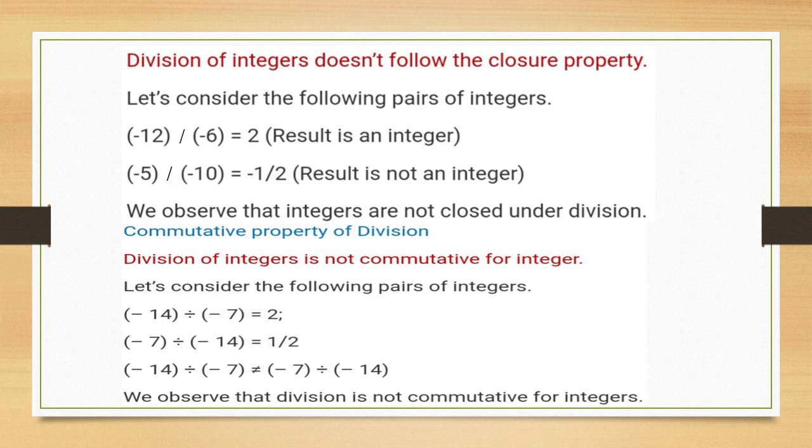Commutative property of division. Division of integers is not commutative. Again, let's consider a few examples. Minus 14 divided by minus 7 is 2. But minus 7 divided by minus 14 is 1 upon 2. So the result is not the same in both cases. So it does not hold the commutative property.